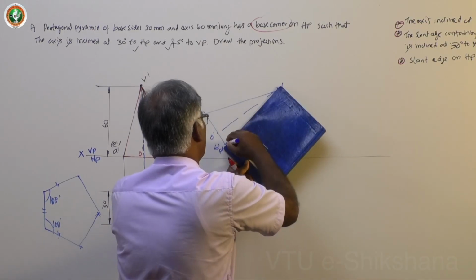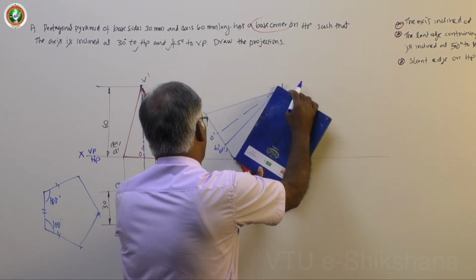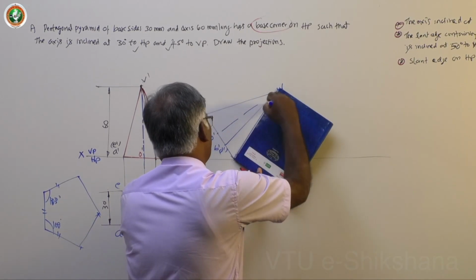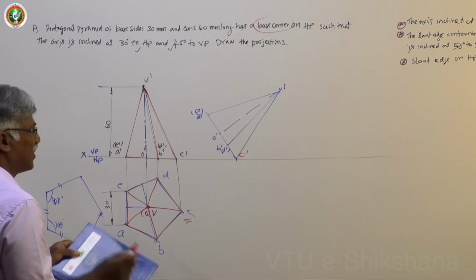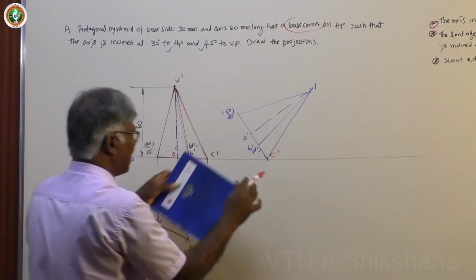So, let me complete first with the light line, or directly you can complete with the dark line only, no problem. But if there is any confusion, you can keep first whatever is available, you must keep it here.